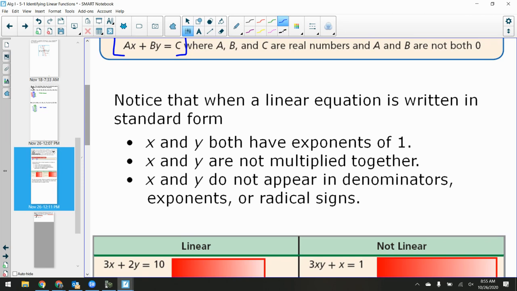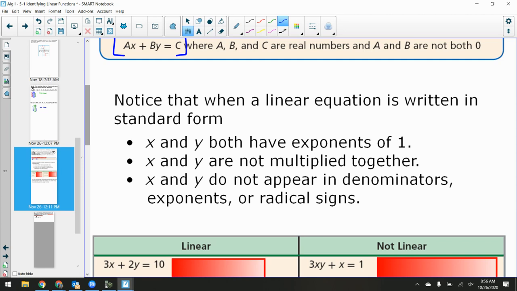Notice that when a linear equation is written in standard form, x and y both have exponents of 1, right? Obviously, if we don't write an exponent, it's just an exponent of 1, right? X and y are not multiplied together. X and y do not appear in any denominators. X and y do not appear in any exponents or radical signs or anything.